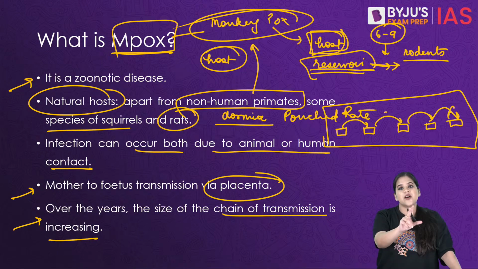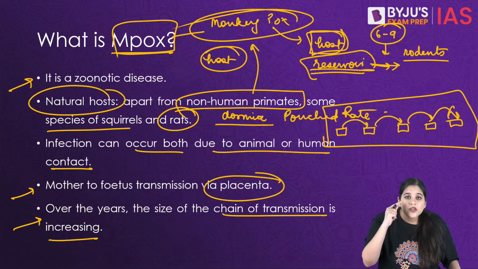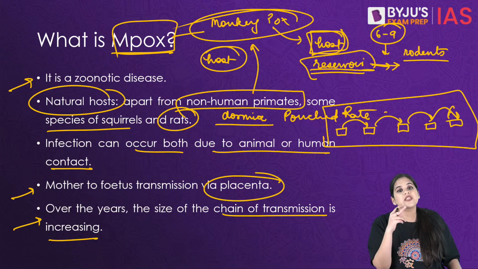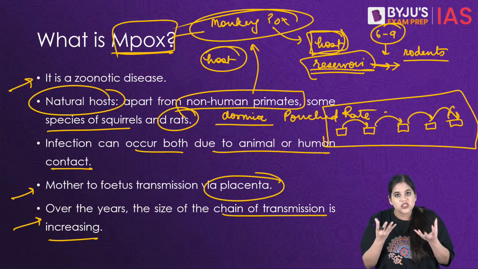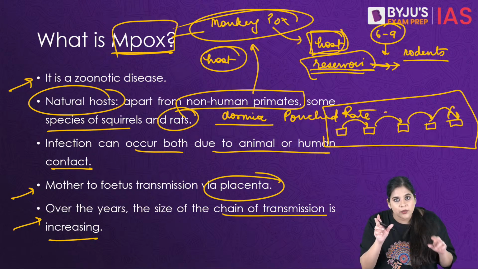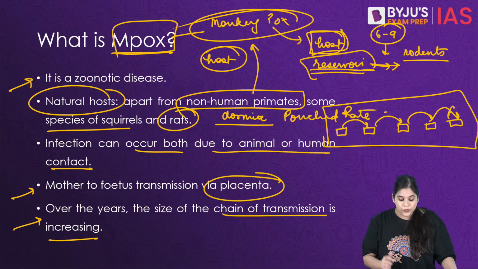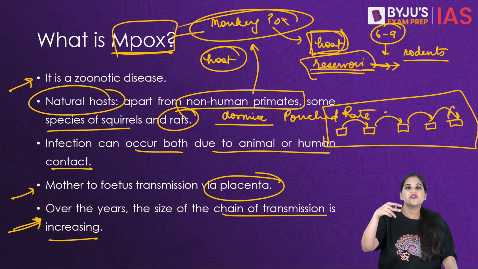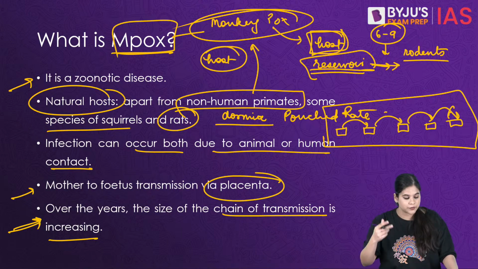And smallpox vaccination was responsible for increasing the body's immunity for monkeypox as well, because both the diseases are quite similar. The rashes produced are also quite similar in both the diseases. Okay, so this has been considered as one of the reasons why the chain of transmission is increasing.